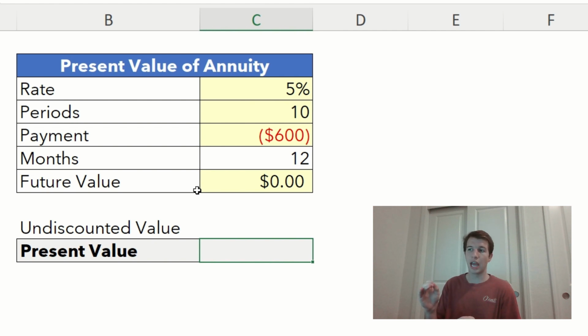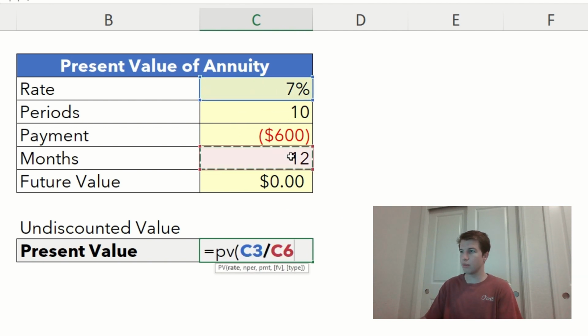We want to understand how much money an annuity is worth to us right now. So we're going to do that same 7% rate. The inputs are the same. And we're going to say we're going to get paid $600 a month. And how much is that worth to me right now?